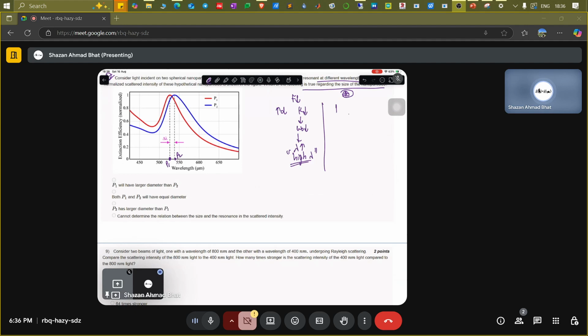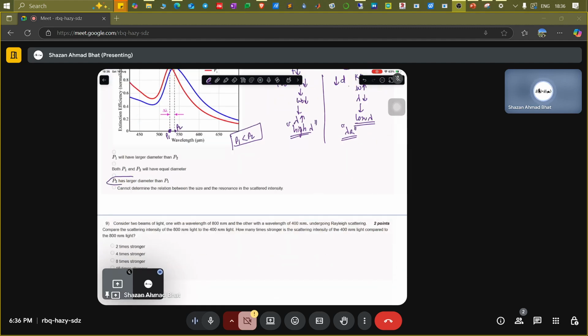Similarly, if we reduce the size, then K increases, omega naught increases, lambda decreases. That means it's for the low wavelength, so it will have resonance at low wavelength. That means low wavelength resonance for the smaller particle. That means P1 is smaller than P2, so P2 has a larger diameter than that of P1.